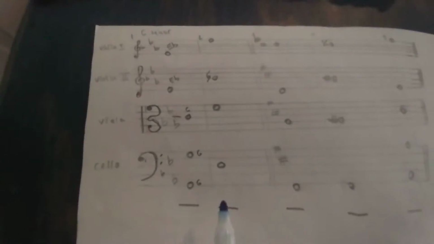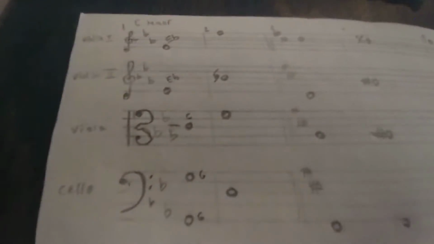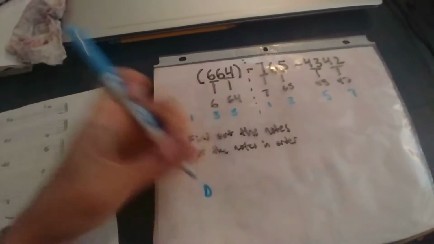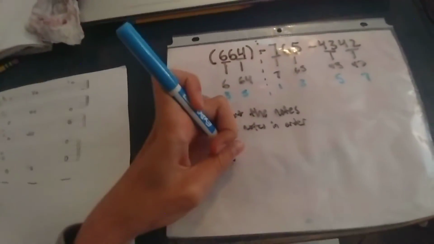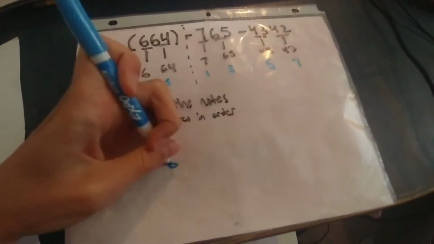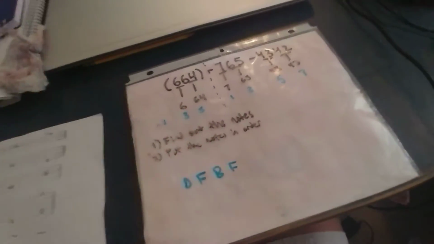Okay, now over here, let's just go from bottom to top this time. So we see a D, so let's write that down, D. Now we see an F in the viola. We see a B natural in the violin 2. And we see an F also for violin 1. So what might this be?